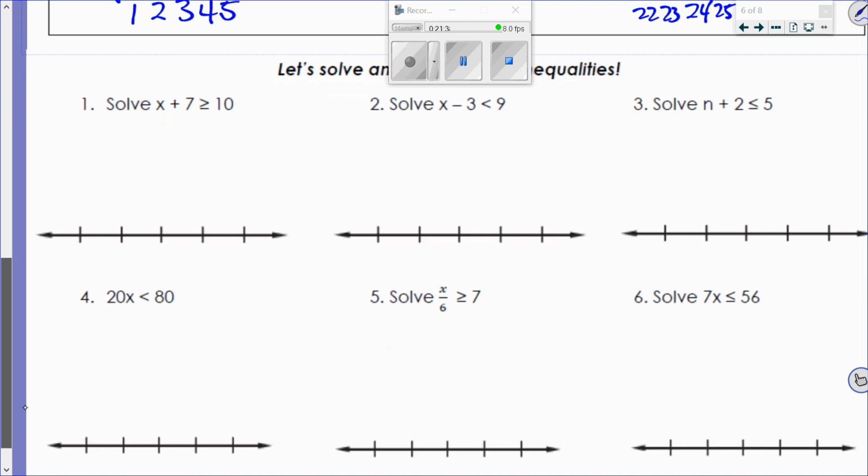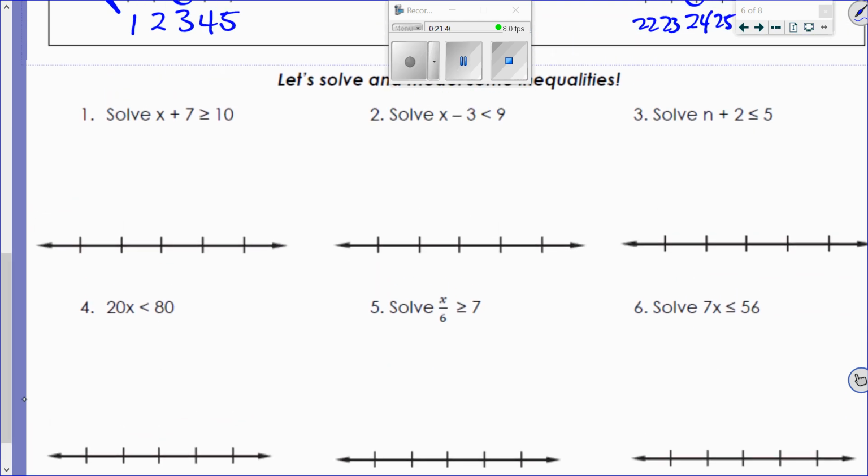Okay, we're going to give you guys 5 minutes. Go ahead and solve all 6 and graph. Guys, please stop. Okay, I'm going to go through a little bit quicker because we're down to 12 minutes.